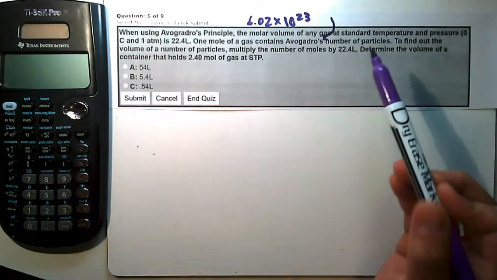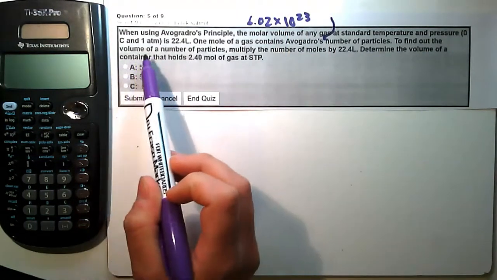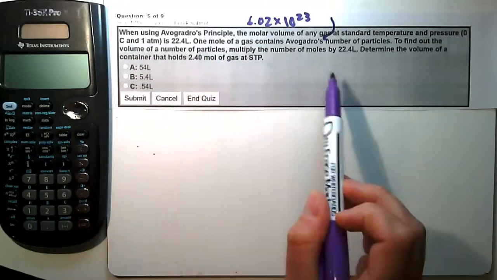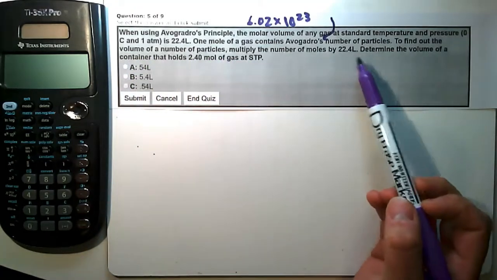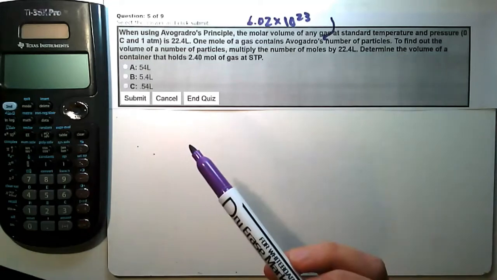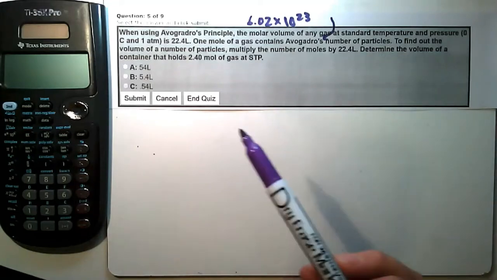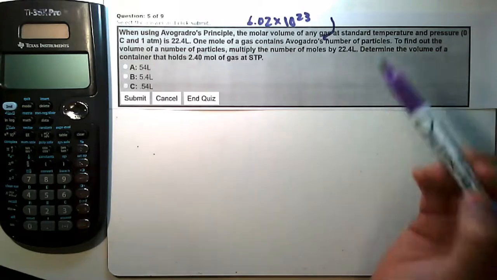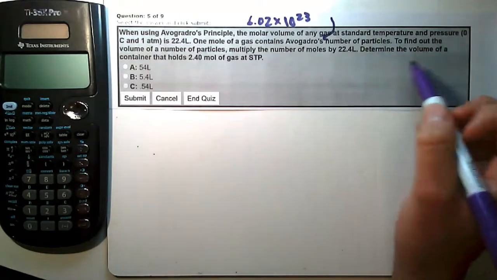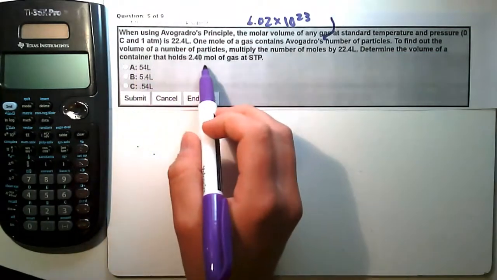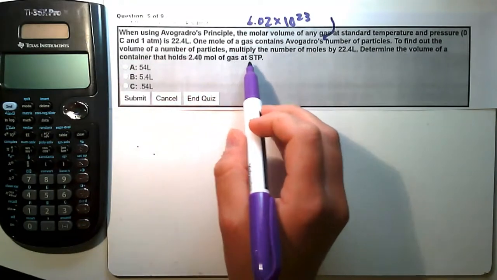So Avogadro's number of particles. To find out the volume of a number of particles, multiply the number of moles by 22.4 liters. So all this initial part has just been explaining how to do this problem. Then it actually gives us the problem. It says determine the volume of a container that holds 2.40 moles of a gas at STP.